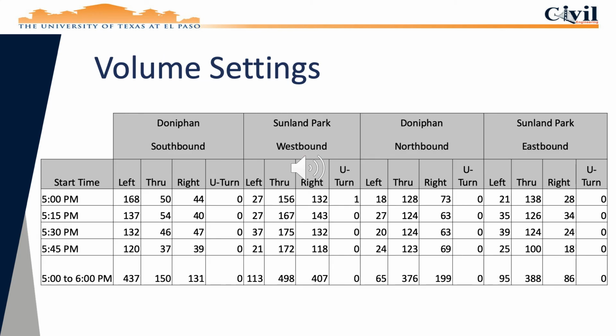In this slide, we can see the volume settings. This is part of the volume data that we were provided, but only showing the highest volume. For this project, we neglect the U-turns and treat them as if they were left turns, which is not a great change as there was only one U-turn in the whole hour. The last row shows the volume settings used in Synchro, which is the total volume for each movement from 5 to 6 p.m.